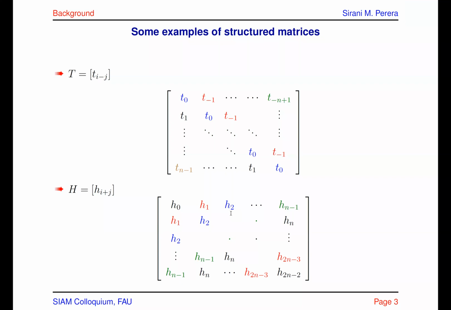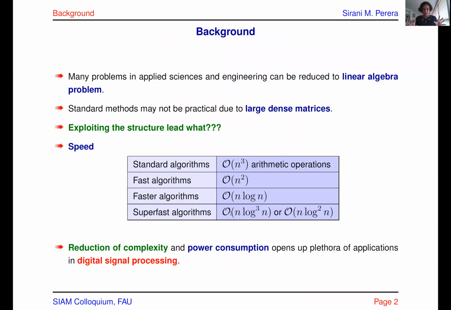Can I ask a question? Sure. Could you back up one page? Yeah. But your super fast is actually slower than the faster. I'm sorry? The last column here, the super fast actually is slower than the faster. Yeah, that was something I was about to ask also, but I didn't want to bother. But to me, n log n times log n is something which is bigger than n log n.